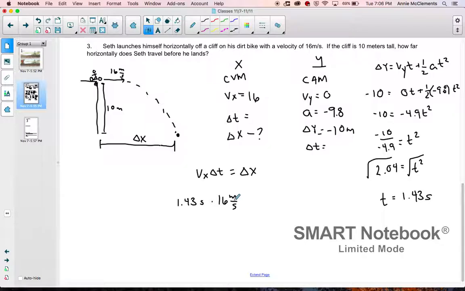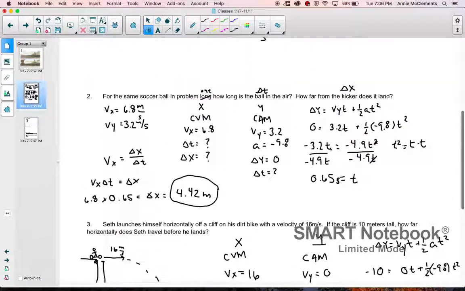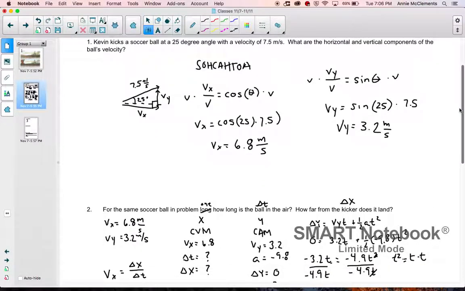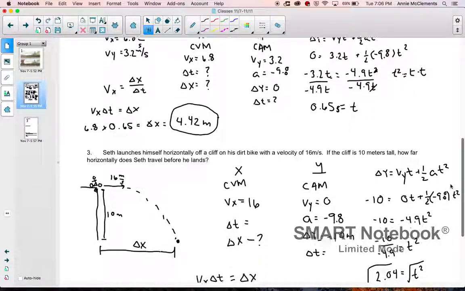And that's going to give us a displacement of 22.9 meters that he traveled. Okay, so that's our practice quiz. You can count on our actual quiz looking a lot like this. So if there was anything in here that was tricky for you, I'd encourage you to go ahead and review your notes from the past classes.